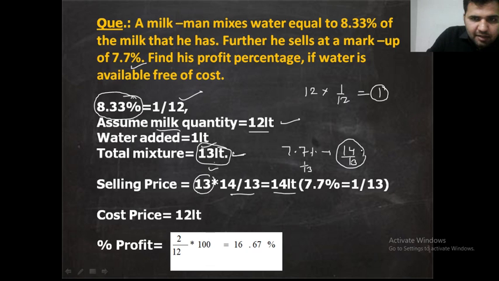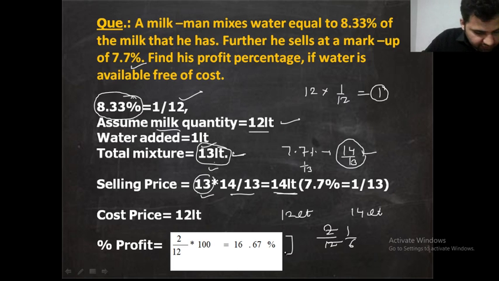1/13 ka markup matlab aap 14/13 pe sell karoge cost price ke. So that means 13 liter ke liye aap 14 liter ka charge karoge. So aapka investment tha 12 liter ka, और आपने कस्टमर से फाइनली पैसा लिया 14 लीटर का, तो 2 लीटर का प्रॉफिट हुआ 12 की इन्वेस्टमेंट पे, विच इज 1/6. So that is 16.67%, right?